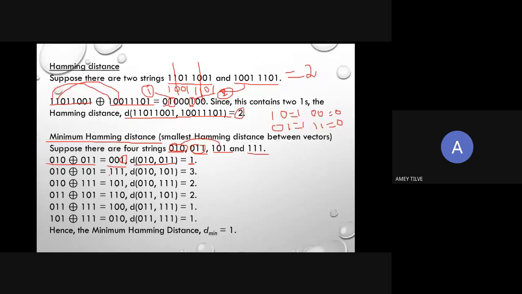Similarly, I will do it with the first and third. That is 0, 1, 0, 1, 0, 1. I'm getting the answer as 1, 1, 1. So my Hamming distance is 3.